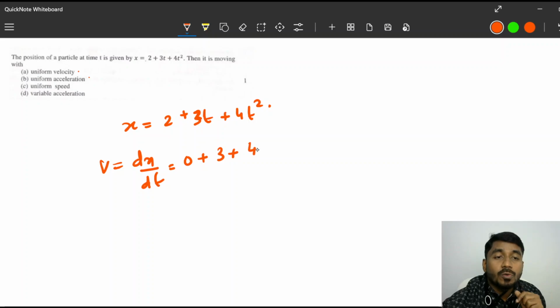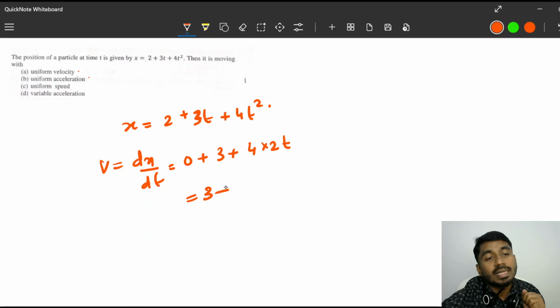What is the derivative of 2t square? It is 2t. You will get the answer 3 plus 8t. And again acceleration, what is that? Take the derivative of velocity with respect to time again. You will get the answer.